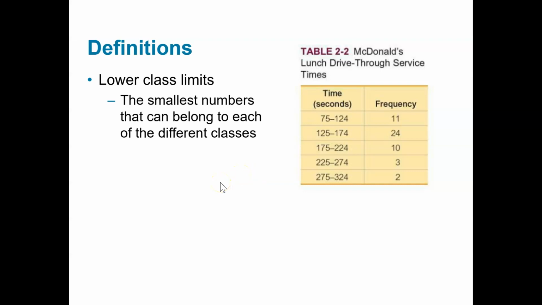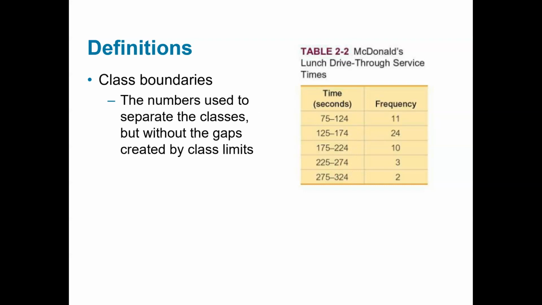A lower class limit is the smallest number that can belong to different classes. So first of all, these are your different classes. This is a class, this is a class, these are different classes. There are 5 classes in this frequency table. And the lower class limits are these numbers right here. That is a lower class limit. Then the upper class limits are going to be the larger numbers that belong to each class. So these are your upper class limits.